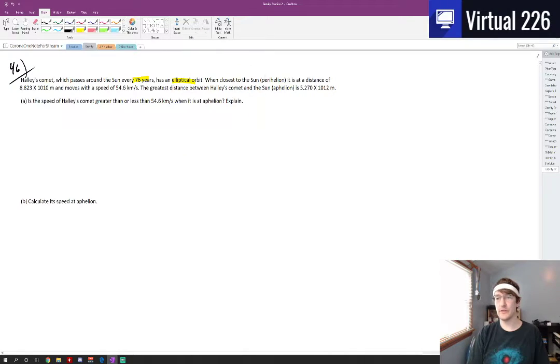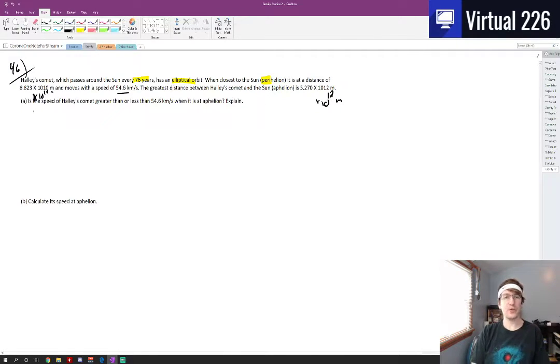And when closest to the sun at perihelion, peri meaning closest, helion meaning our sun, it is at a distance of 8.8 times 10 to the 10th meters. And it's moving with a speed of 54.6 kilometers per second. The greatest distance between Halley's Comet and the Sun, aphelion, is 5.27 times 10 to the 12th meters.